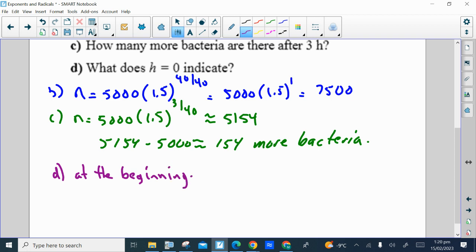And we saw an example yesterday, and there was also a question like that on the quiz, where you can have a negative value of H. If we wanted to know how many bacteria there were, say 10 hours ago, then you'd let H equal negative 10, and you'd get it that way.